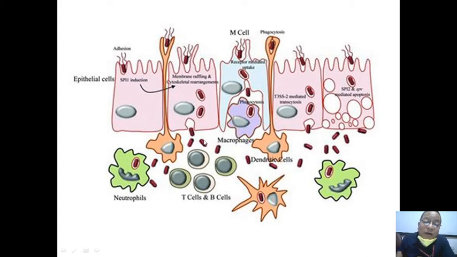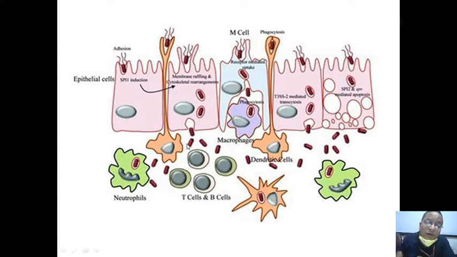Why does it do that? If it is able to suppress the immune response inside the epithelial cell, then it is able to survive inside the epithelial cell, and quietly it can disseminate to different parts of the body. Whereas non-typhoidal Salmonella will produce a huge amount of inflammatory response here, and this inflammatory response will attract a large amount of polymorphonuclear leukocytes, monocytes, and macrophages, and they will come and kill the bacteria over a period of time.